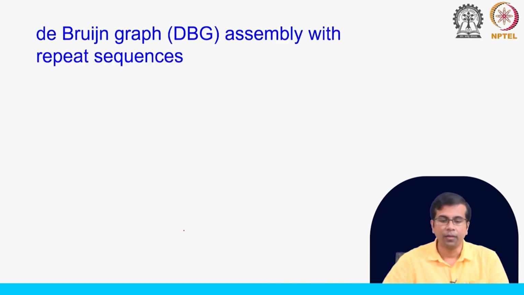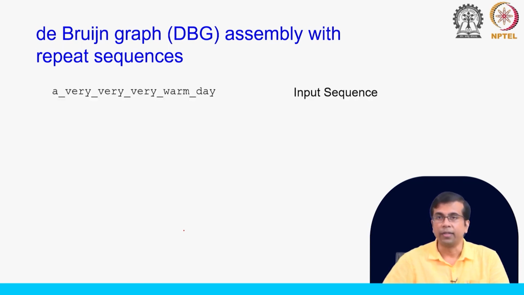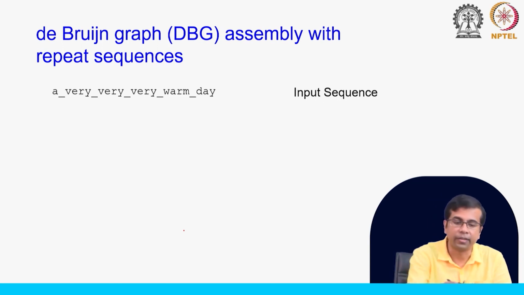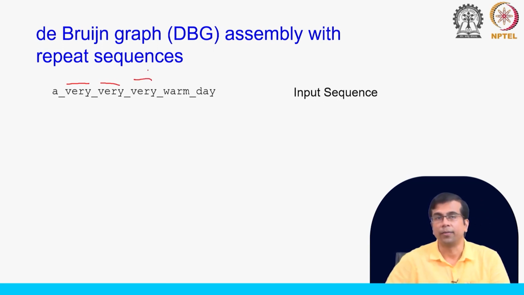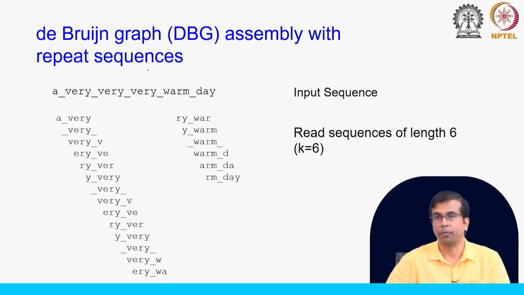Now, we will take another example where we will do the assembly with repeat sequences, and we will see how the de Bruijn graph handles them. We will take this input sequence. We have used this input sequence before for the VLC approach, etc. So, we will take this example of very warm day. We see this repeat very clearly. You have this word very, which is repeated 3 times in this sequence. So, this is the repeat region, and let us build the de Bruijn graph.